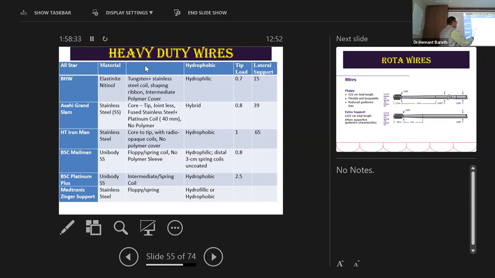So core to tip wire, which means no coils and no polymer. So this is one example of the unicore wire I was talking about, or core to tip wire. So this you can use. Other things are now Platinum Plus and Mailman, they're not available in India now. They are only available in the US. So I think this is clear.